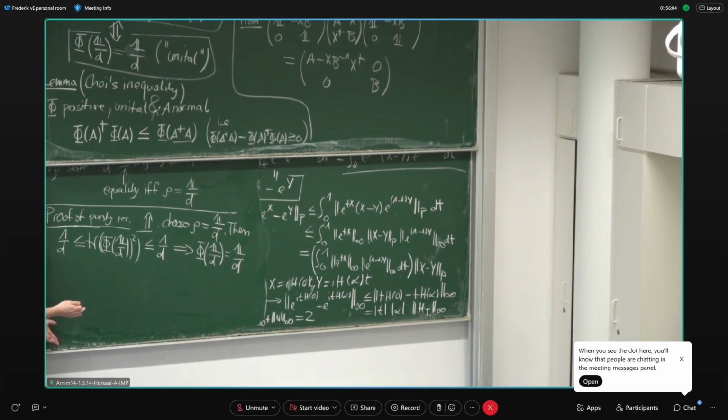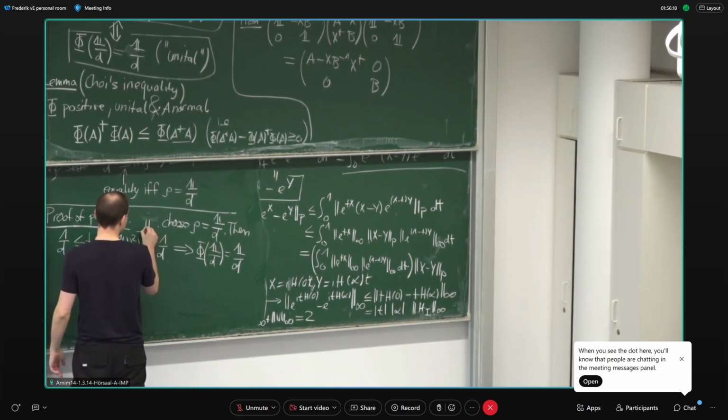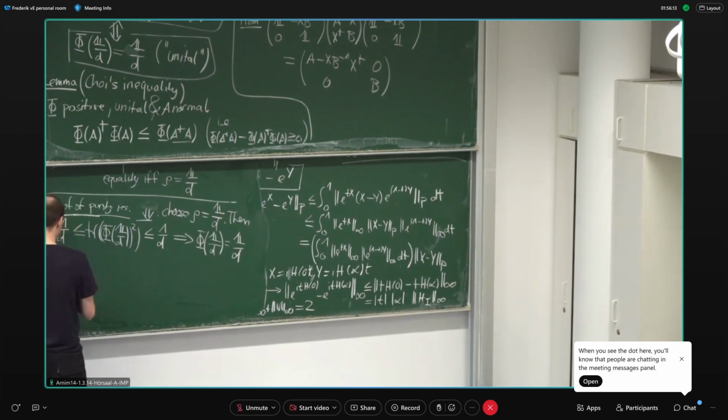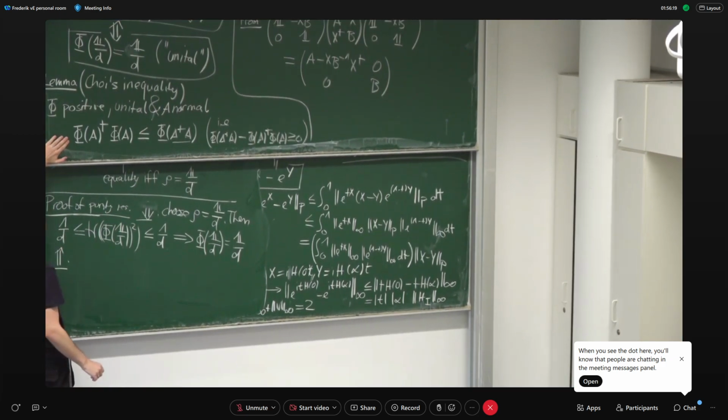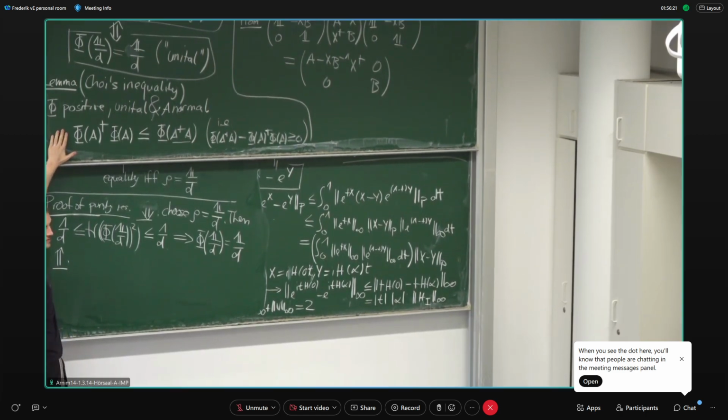Yeah, what's the other way around? That sounds reasonable, yeah. Now for the actual thing, in this inequality, we can just plug in a state. So we start from some state rho.